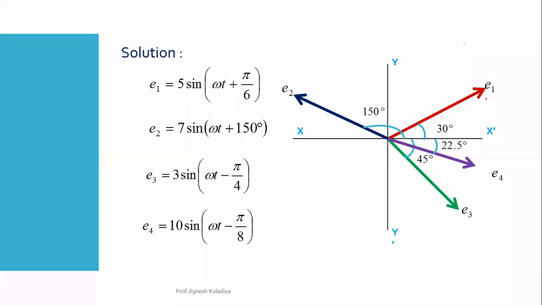Okay, so all of you resolve all these vectors into their x and y components. So what is the x component of E1? The magnitude is 5. So can I write 5 into cos 30? Why is E2 in the anti-clockwise direction?